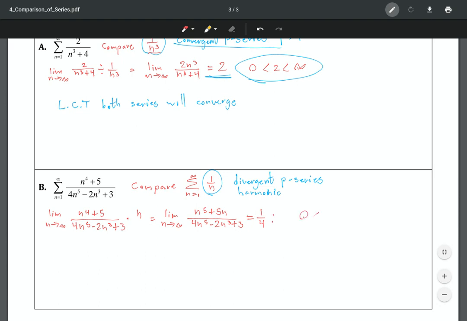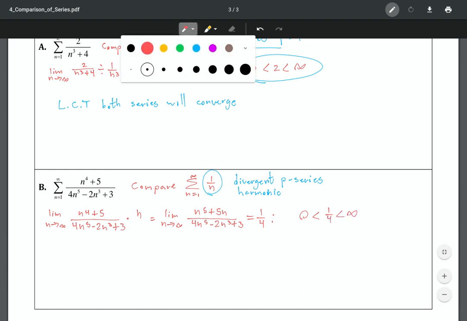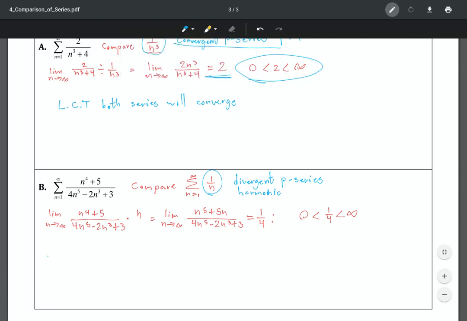Now, that number, 1/4, is between 0 and positive infinity. All right, so by, and this is a confusing part for a lot of people, by the limit comparison test, because I got something that's between 0 and infinity, and this is divergent, then both series will diverge.